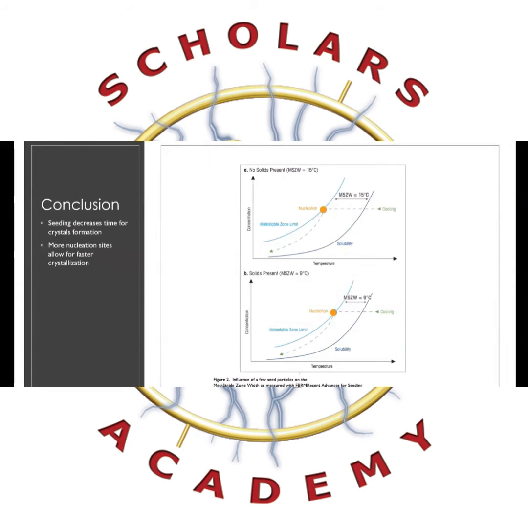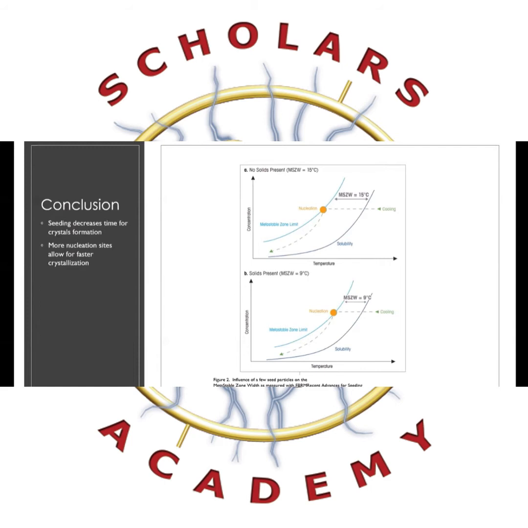In the case of figure 2b, 10 large crystals, which weighed less than 0.001 gram, were added to the point of saturation, and the point of nucleation in this case was detected 6 degrees Celsius earlier than that observed for figure 2a, resulting in an MSZW of 9 degrees Celsius as compared to 15 degrees Celsius. In this case, the presence of only a few seed crystals has significantly narrowed down the MSZW.